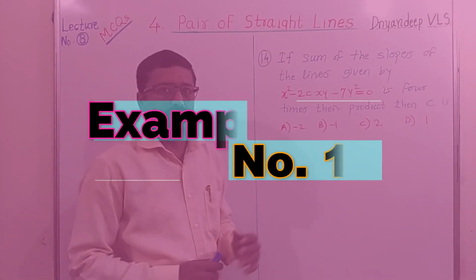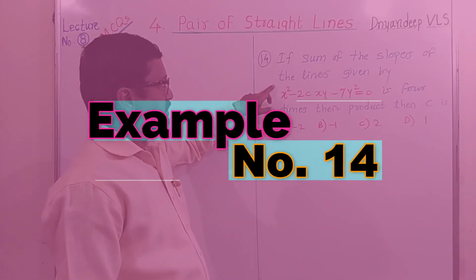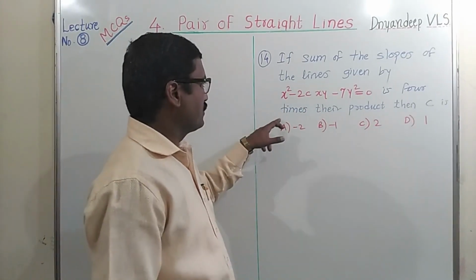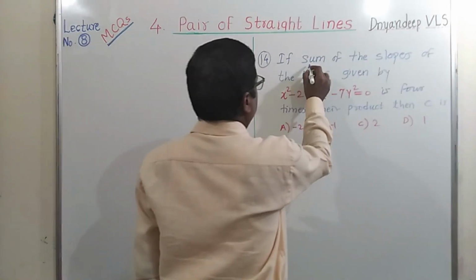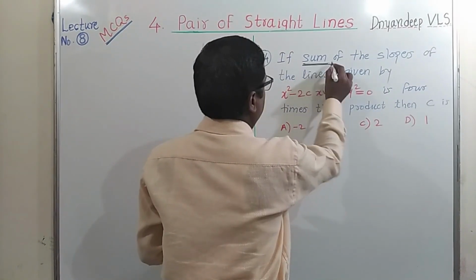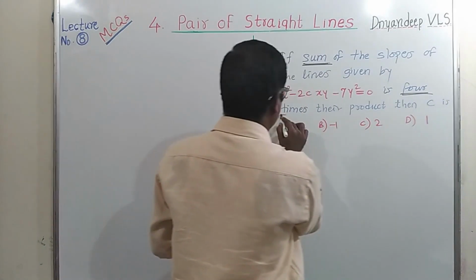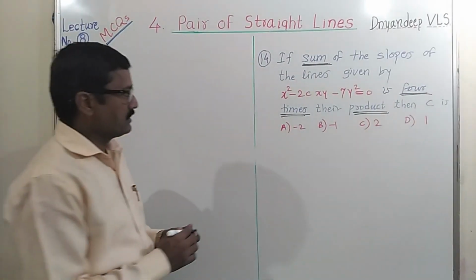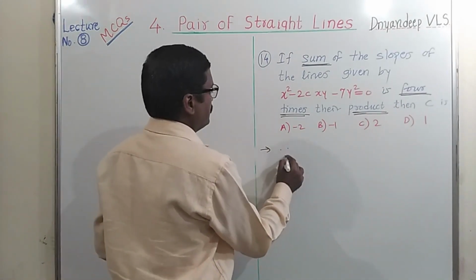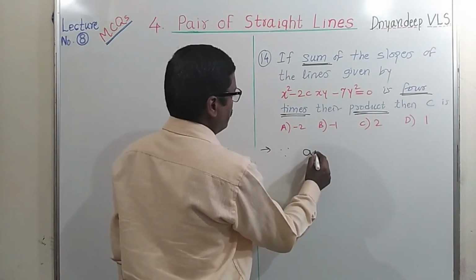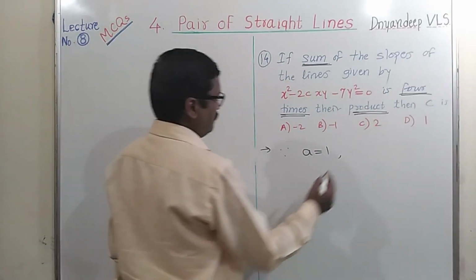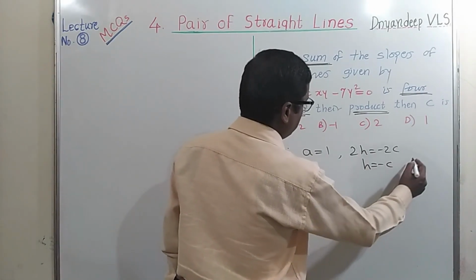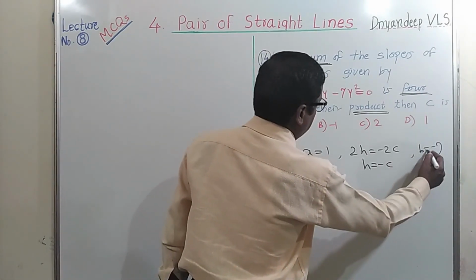Now see example number 14. If sum of the slopes of the lines given by this homogeneous equation in x and y is 4 times their product. Sum is 4 times the product. That is important here. Okay, let us see. Comparing this equation with homogeneous equation, we get a equal to 1, 2h equal to minus 2c, so h equal to minus c, and b is equal to minus 7.